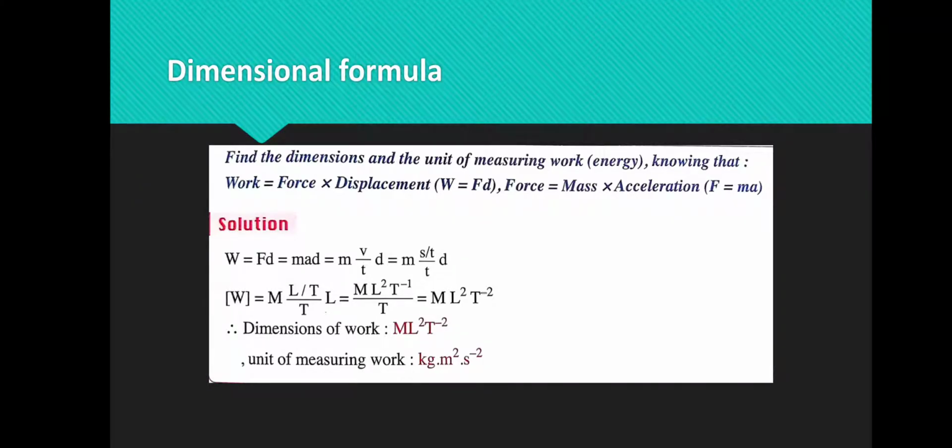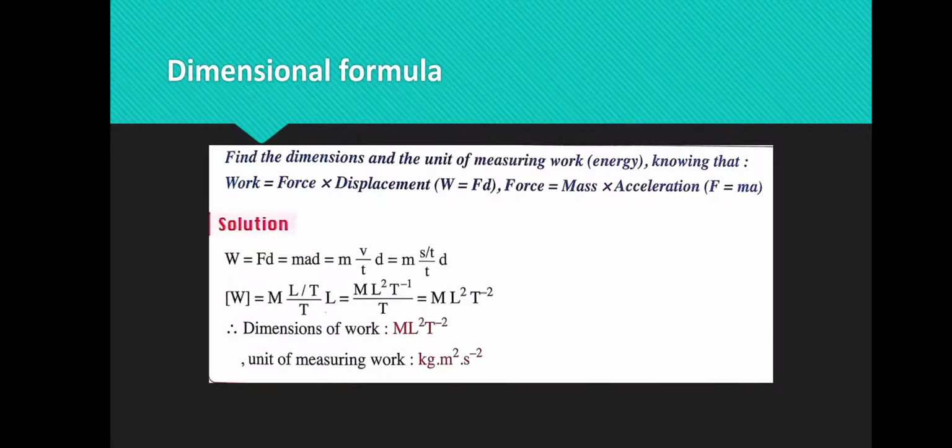So I can say the work has mass power 1. We have displacement power 2, so L power 2. And the time has the power of 2, but in the denominator, so it has the power of negative 2. So the dimensional formula of work is M power 1, L power 2, T power negative 2.